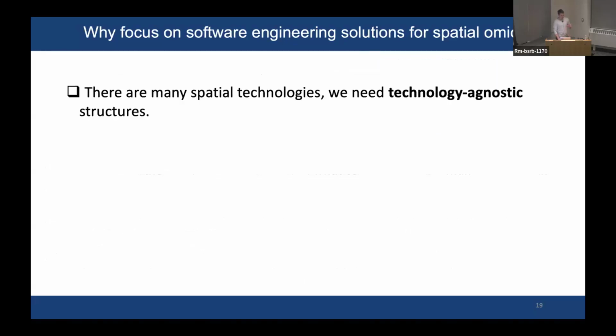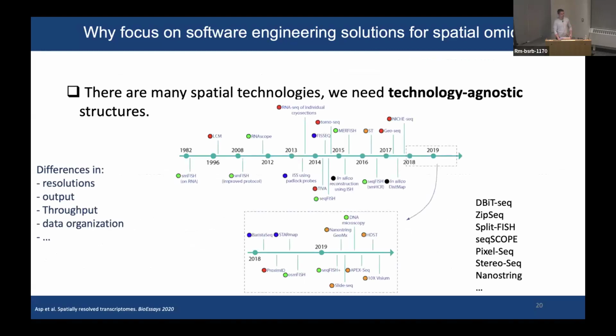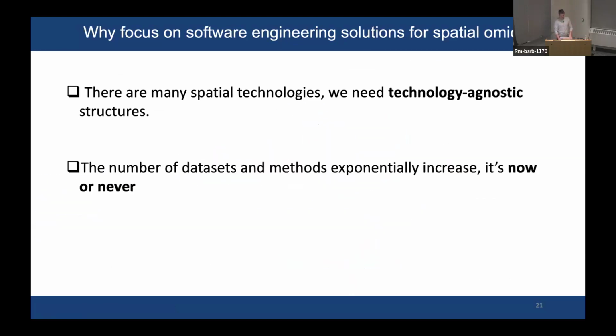But it's also really necessary. There are many different spatial technologies, as some of you might know, and we really need technology-agnostic structures if we want to understand these and use these technologies, maybe together or for different projects. This is just to give you an idea of all the different technologies that have been developed over the last couple of years, and there are really many of them, and I'm forgetting many as well. Different resolutions, sometimes it's RNA, protein. It can be lipids.